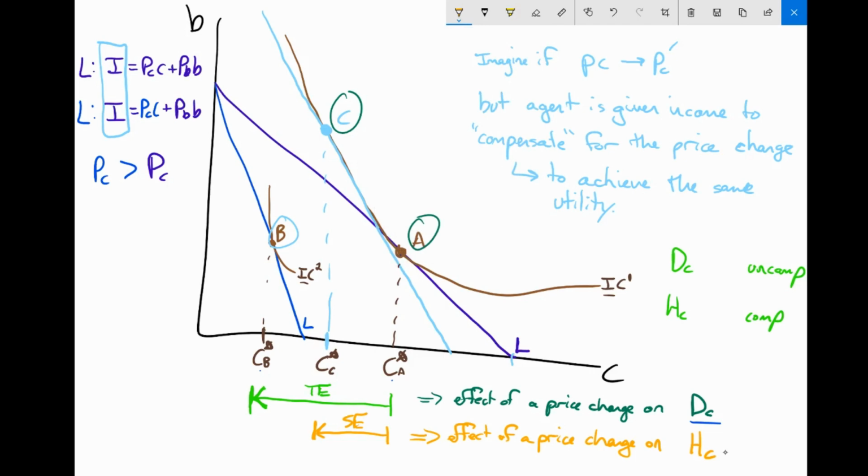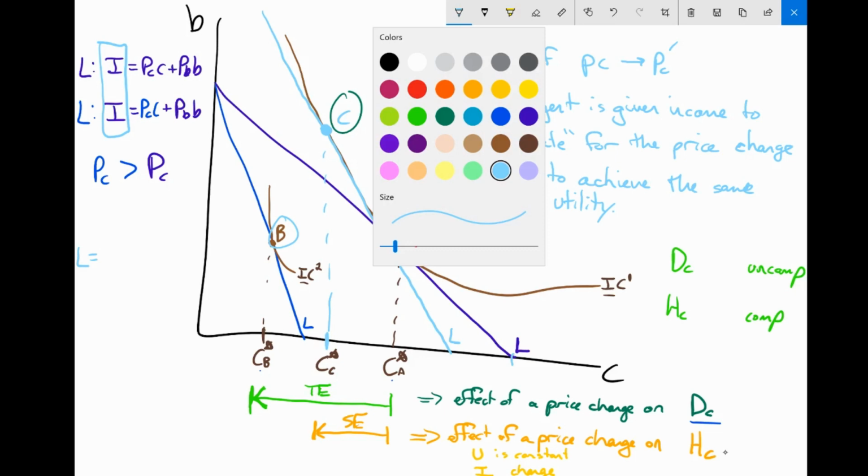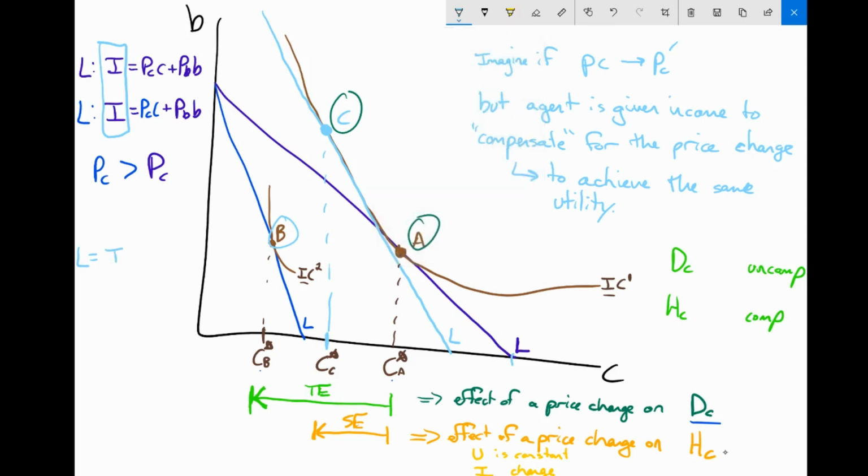When you look at the substitution effect, you're looking at holding utility constant. So utility is constant, but income changes. Your income increases. So if we look at this budget line, we called it budget line squiggle. Budget line squiggle has an income level that is higher than before.